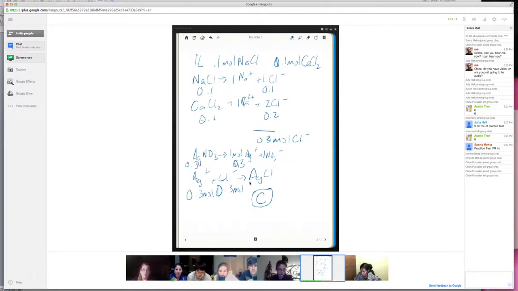Okay. So if you only need 0.3 moles of the Ag+, well, how much AgNO3 do you need then? Well, for every mole of Ag+ that's produced, it comes from 1 mole of the AgNO3. So that means that if you have 0.3 moles of the Ag+, you need exactly 0.3 moles of the AgNO3.